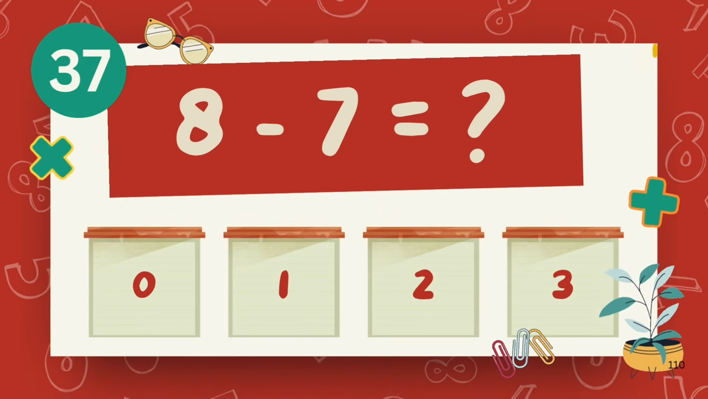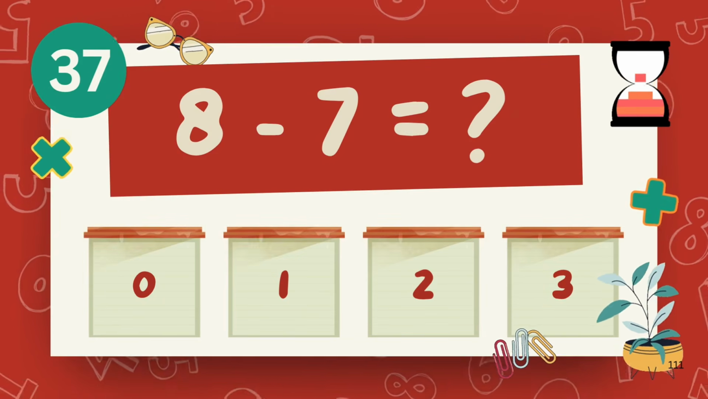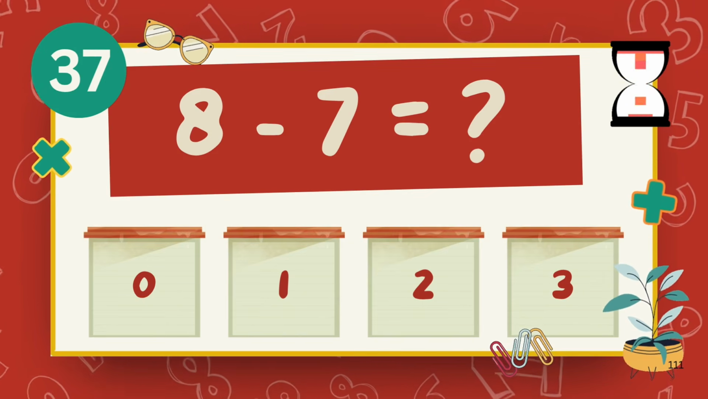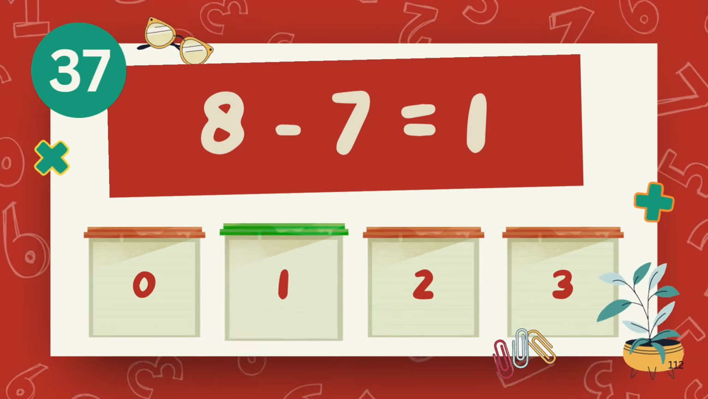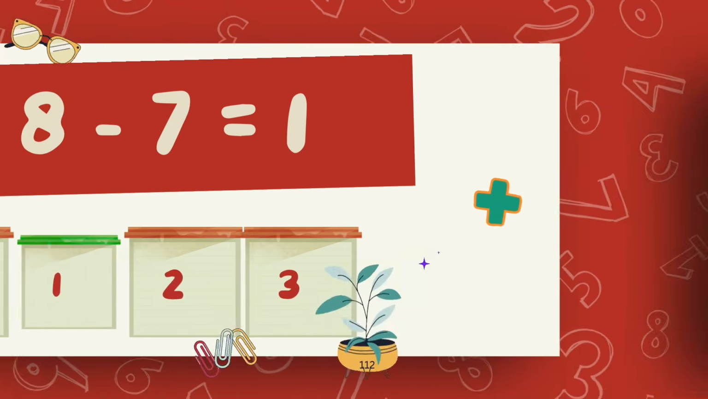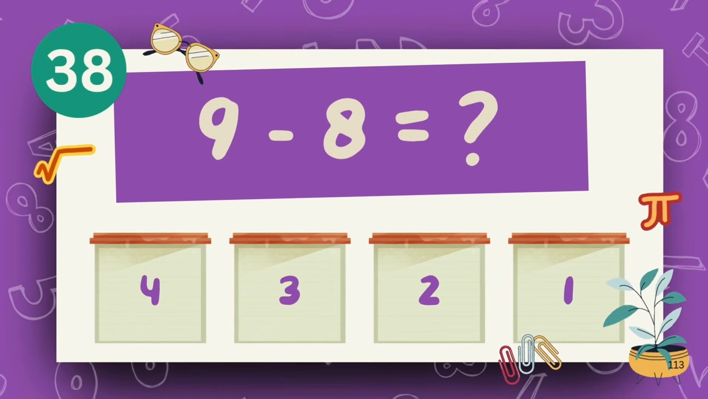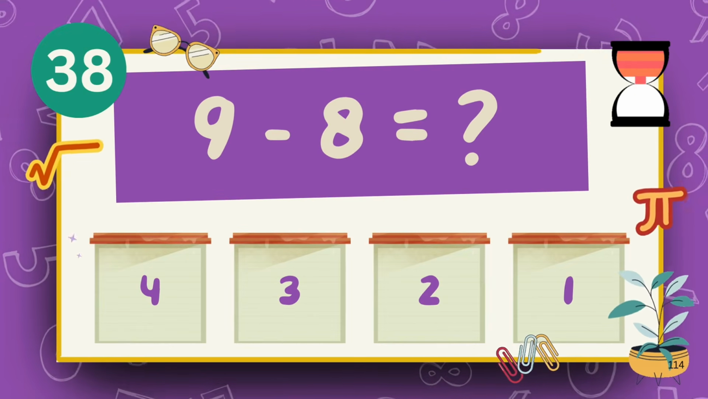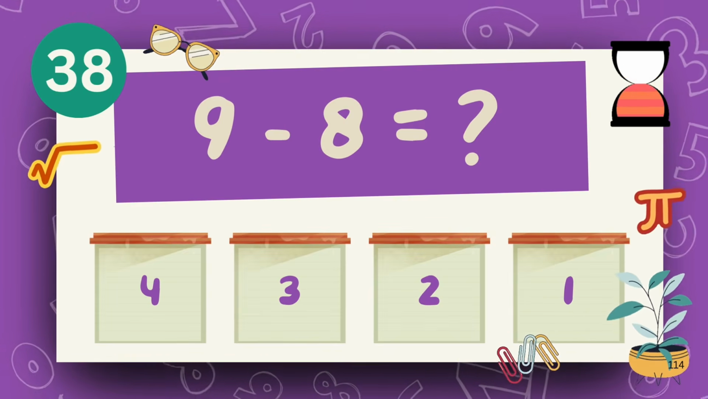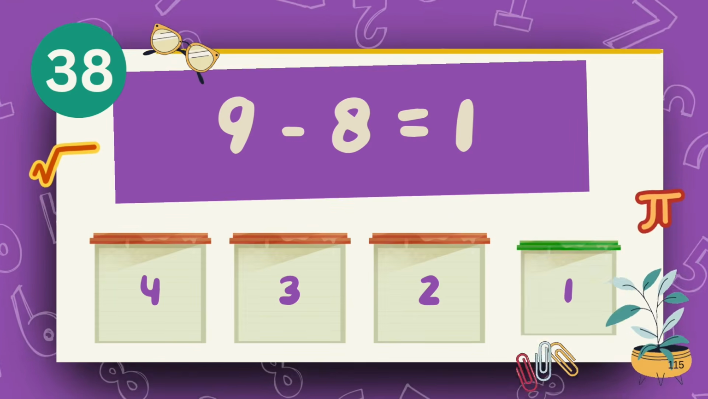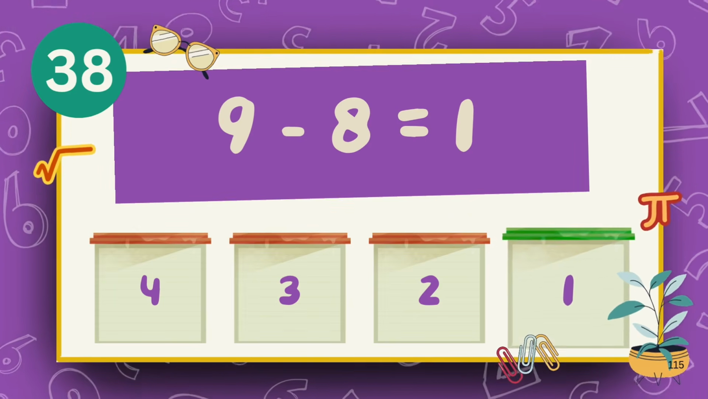What is 8 minus 7? The answer is 1. What is 9 minus 8? The answer is 1.